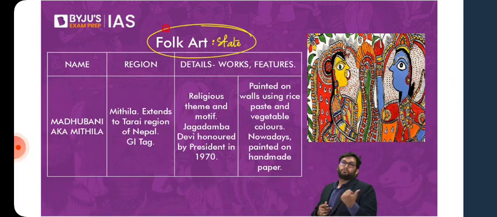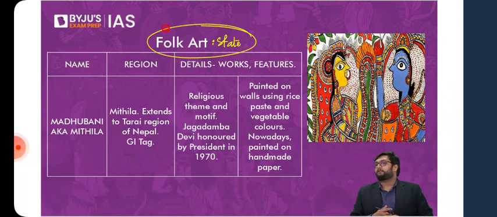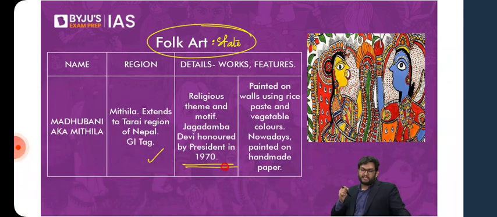So Madhubani, the whole world knows about it. It is a very celebrated tradition, which is Madhubani painting coming from the Mithila region. As a GI tag also we discussed what you mean by GI tag. And Jagdamba Devi was honored by the president for doing it. Originally, it was done on a wall with rice paste and with fingers. Now you have a lot of equipment to do it. So Madhubani, Bihar, standard, not very difficult.